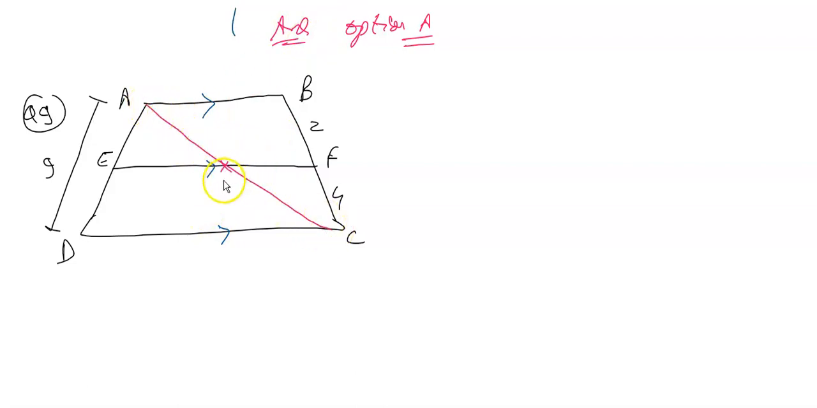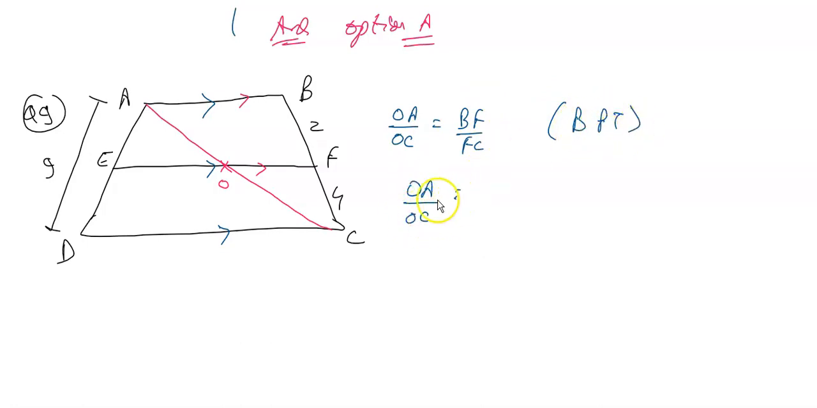So this is the intersection point, let's call this O. Now this line and this line are parallel. So by BPT, basic proportionality theorem, we can say that OA upon OC is equal to BF upon FC. So we get OA upon OC is equal to 2 upon 4, which is equal to 1 by 2.